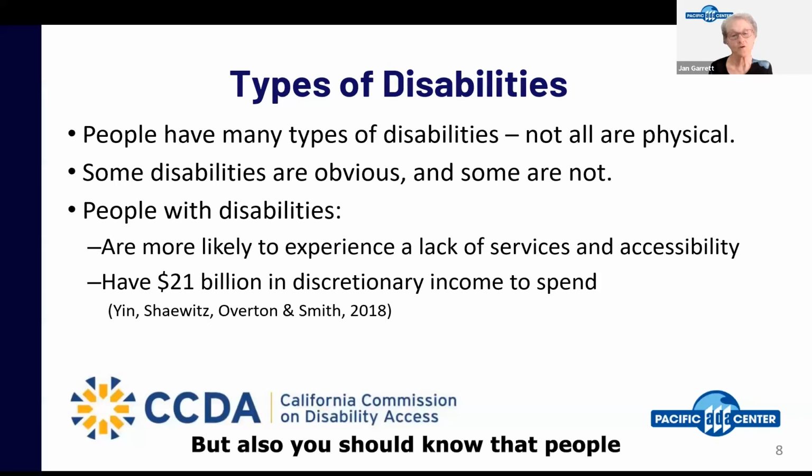But also you should know that people with disabilities have $21 billion annually in discretionary income to spend. So not only do they have that income, but all of their friends who had a great experience using your business will come and spend their discretionary income as well. So even though people with disabilities may experience a lot of discrimination, you can make sure they have a great experience at your business and make sure they come and spend their income with you.